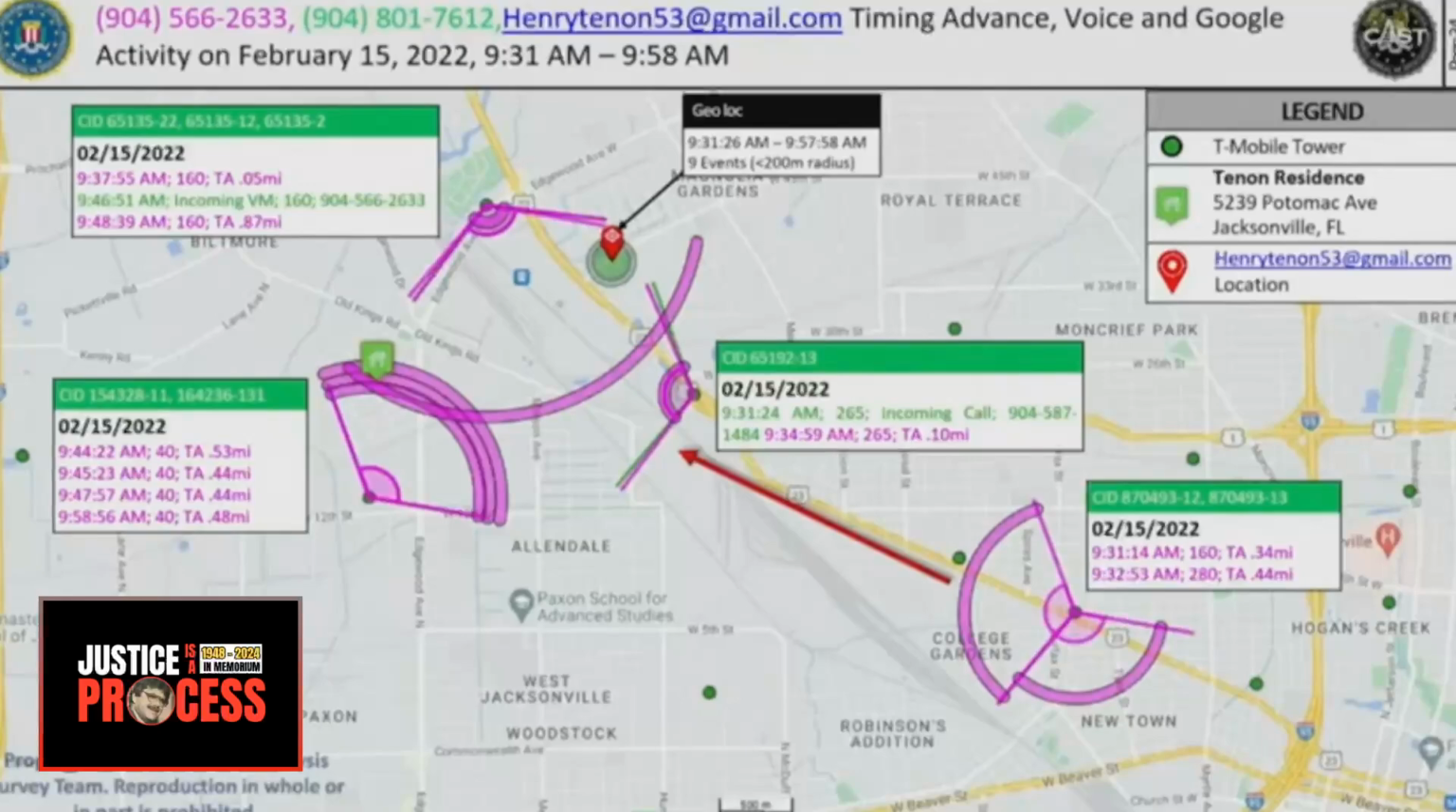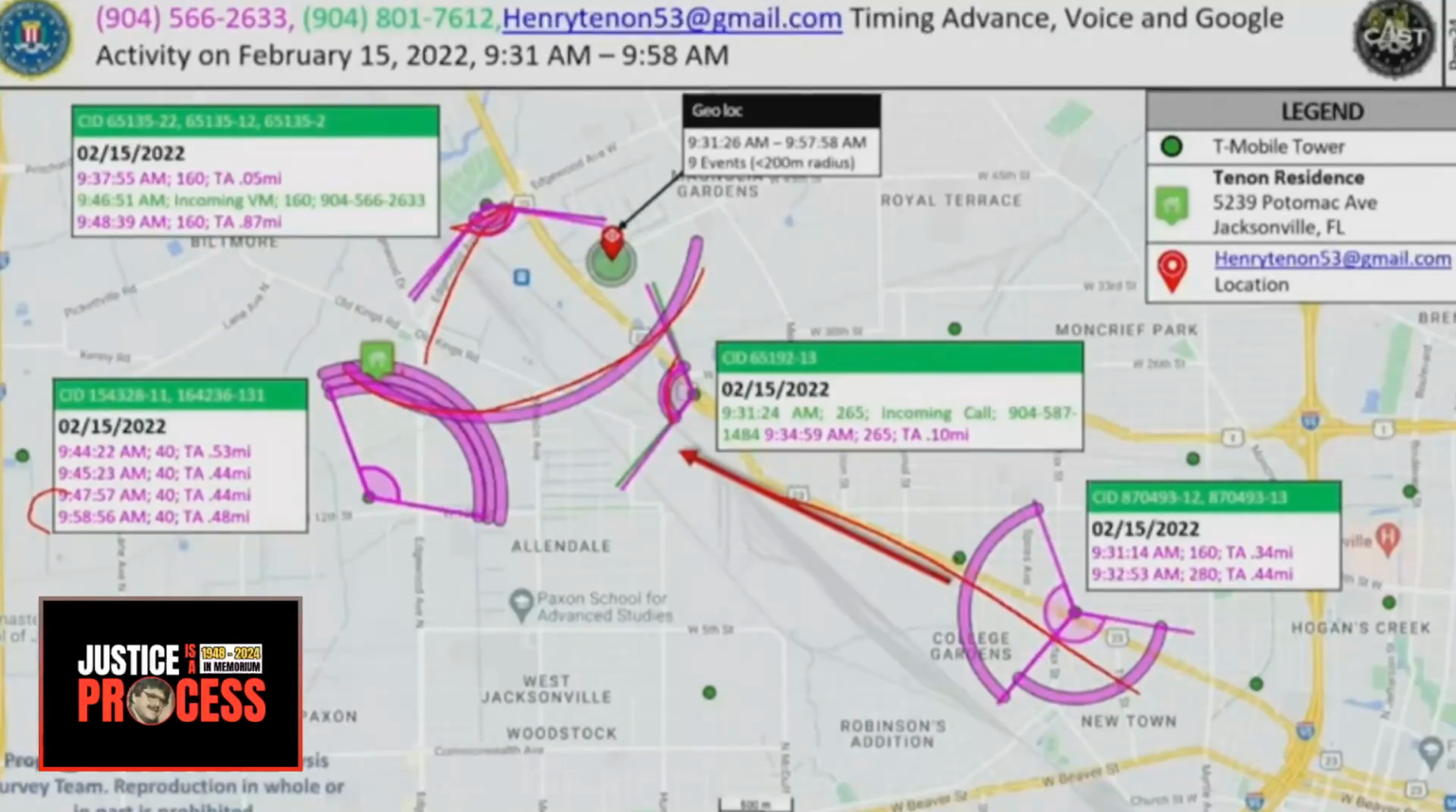Yes, so this shows the movement of target cell phone 2633 in pink north along Highway 23 from 9:31 to 9:32 to 9:34 here. Then at 9:37, this one is 9:48, 9:37, the target cell phone had this calculated distance, and then at 9:44 through 9:45 is here. You see this timing advance band at 9:48, and another two more at 9:47 and 9:58 in this area around the Tenon residence.